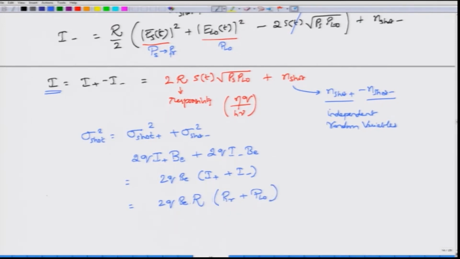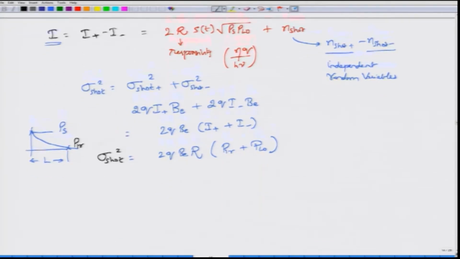Why did I write P1R? Because remember you might actually start the transmission at PS, but that is not what you receive. What you receive here will be depending on the length of the propagation or the length of the fiber, what you receive will be the power P1R. So this power is PS, which is where you start. However, the power that you receive will be this P1R, which is the actual power that you receive after a propagation length of L. So this is 2q BE R, P1R plus PLO being the total shot noise variance, and please remember this particular equation, okay.